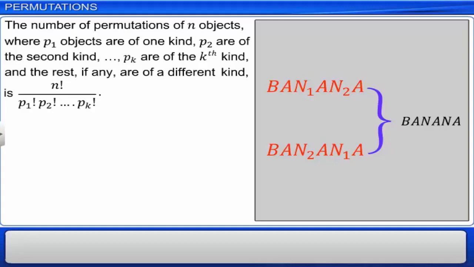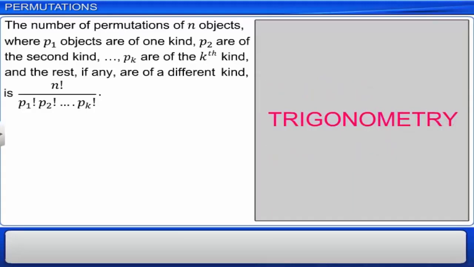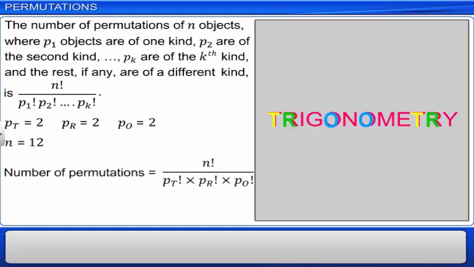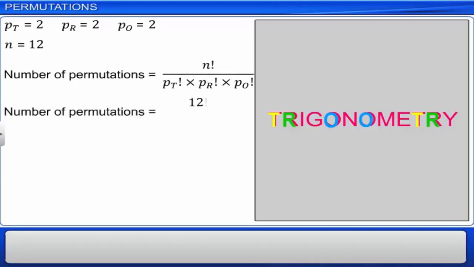Using the theorem, we will find the number of possible permutations with the letters of the word trigonometry. In the word trigonometry, the letters T, R, and O each repeat twice. We will denote them with pT, pR, and pO respectively. The total number of letters is equal to 12. This implies n is equal to 12. Therefore, the number of permutations of the letters of the word trigonometry is as shown. Substituting the values, we get the number of permutations as 5 crore 98 lakh 75,200.